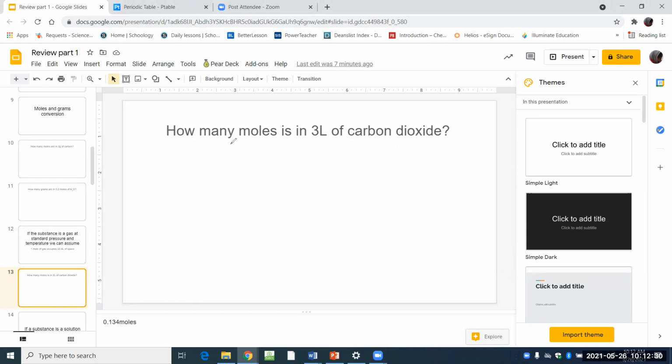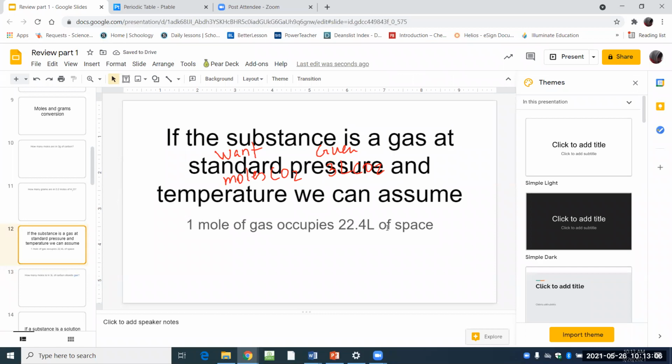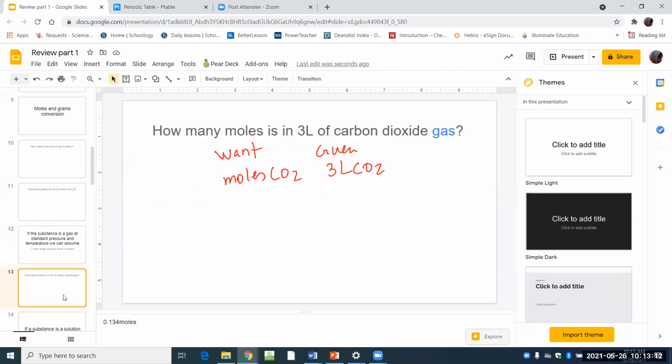How many? Hey, key term, excuse me, I keep calling it a word. The want is moles. The given is 3 liters of carbon dioxide. The one thing that I forgot to put in the problem is gas. So carbon dioxide gas. That's going to be a keyword here because anytime we're talking about gas, we're just going to assume this. If the substance is a gas, this is the conversion factor that we'll be using.